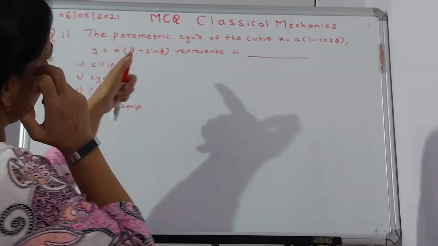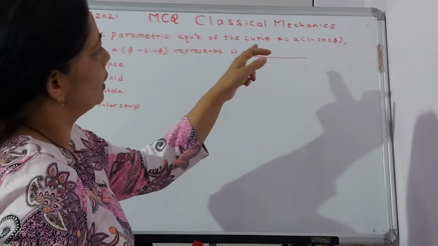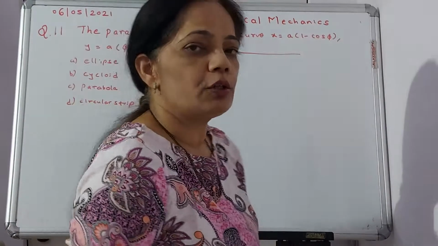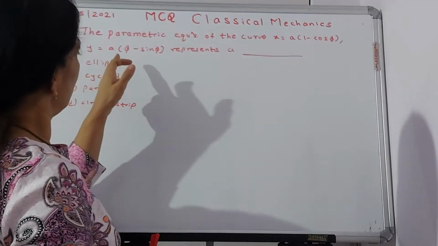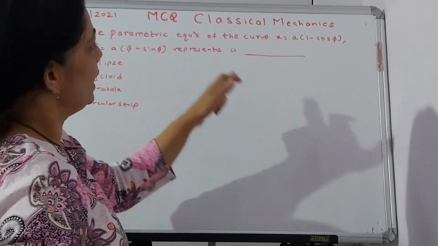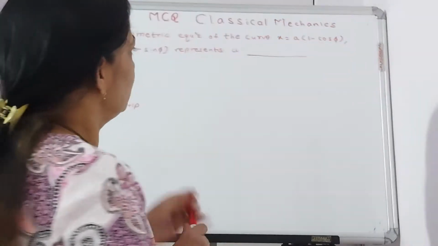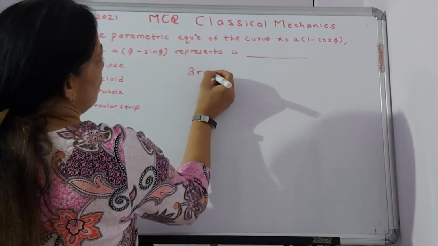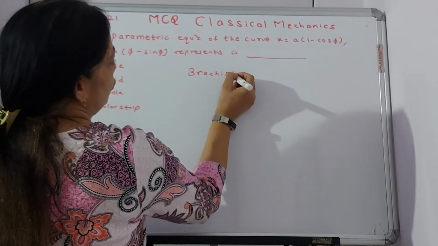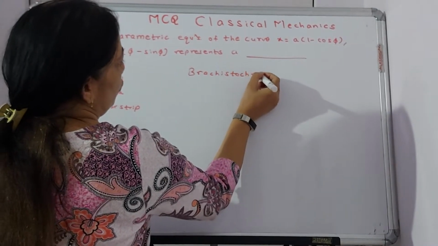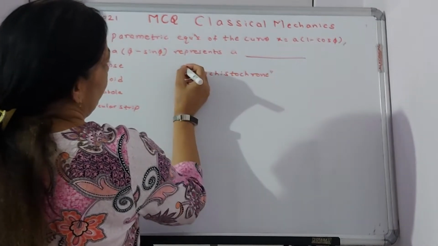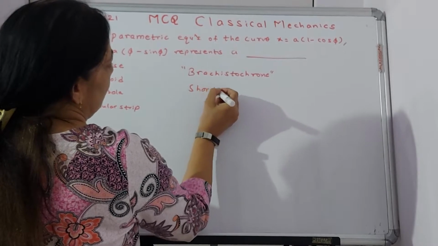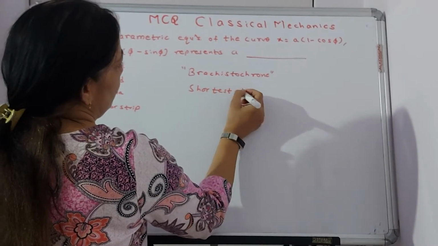Question number 11. The parametric equations of the curve x equals a(1 minus cos phi) and y equals a(phi minus sin phi) represent what? So this problem is simply your Brachistochrone, which is nothing but the shortest time problem.